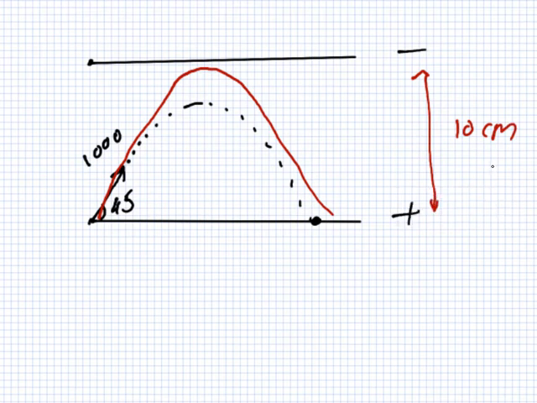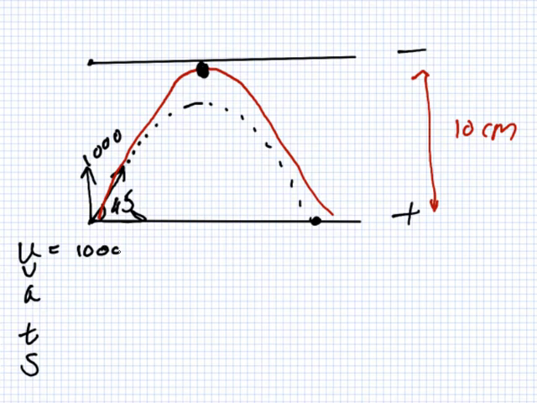So do we take s as 10? Yeah, what we're going to do is look at the electron up here. So should we look horizontally or vertically? Vertically. The u is what? Vertically, the vertical component. 1,000? Yeah, you were right the first time. v? No, we don't know.